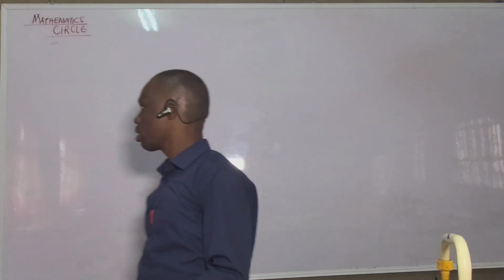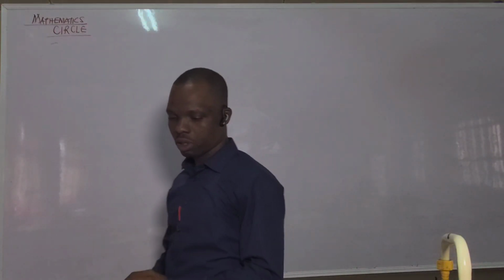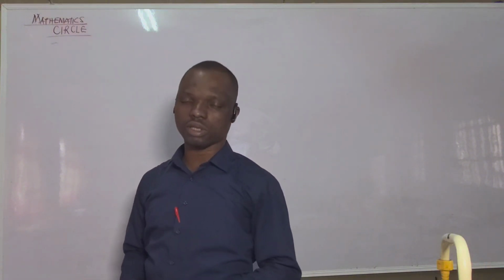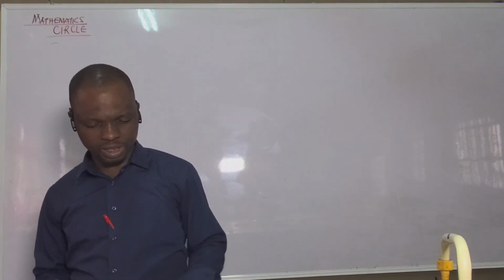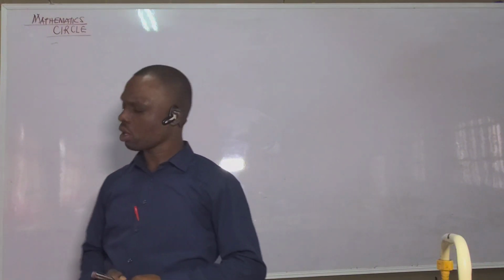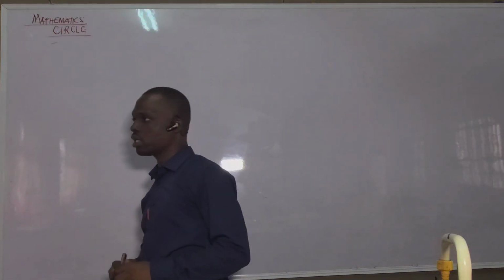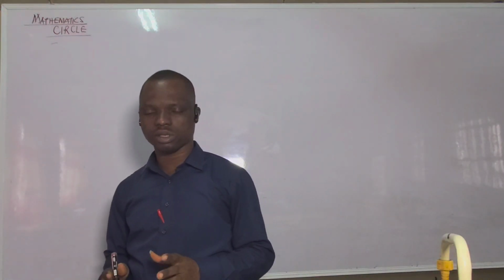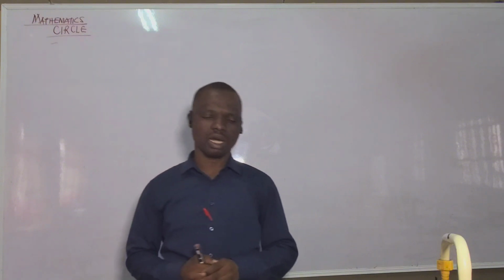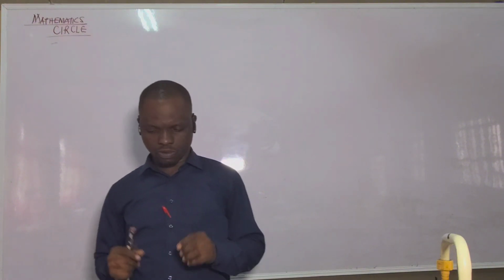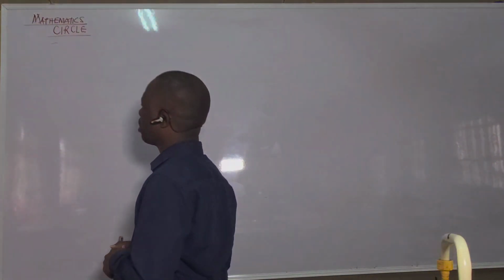So today I'll be treating some topics on circle and chord properties of a circle. Okay, so let's first define what a circle is. A circle is a set of all points at a constant distance from a fixed point in a plane.